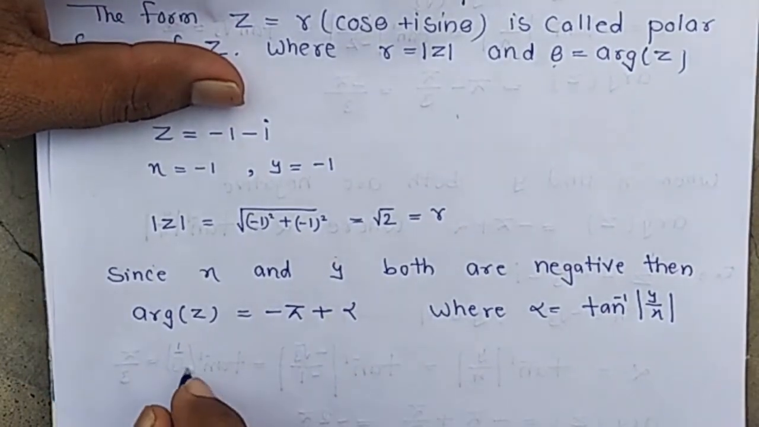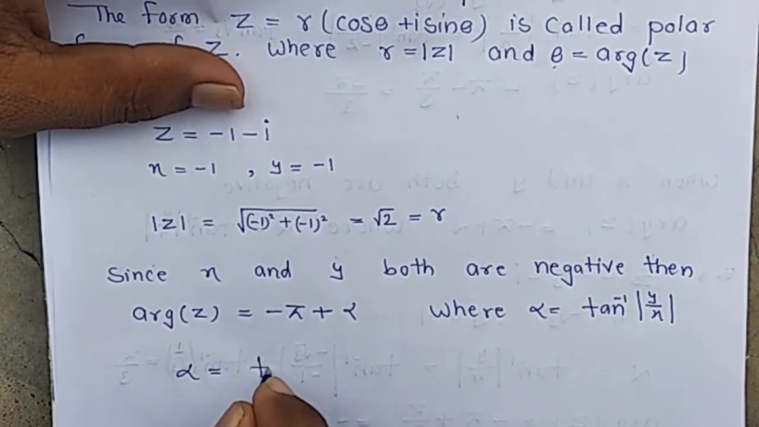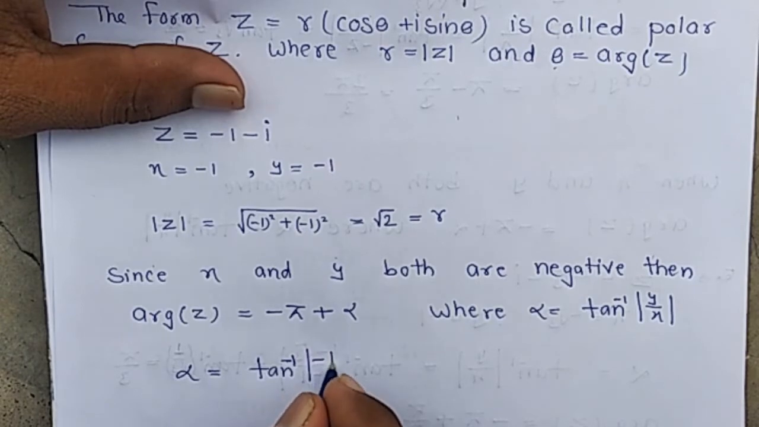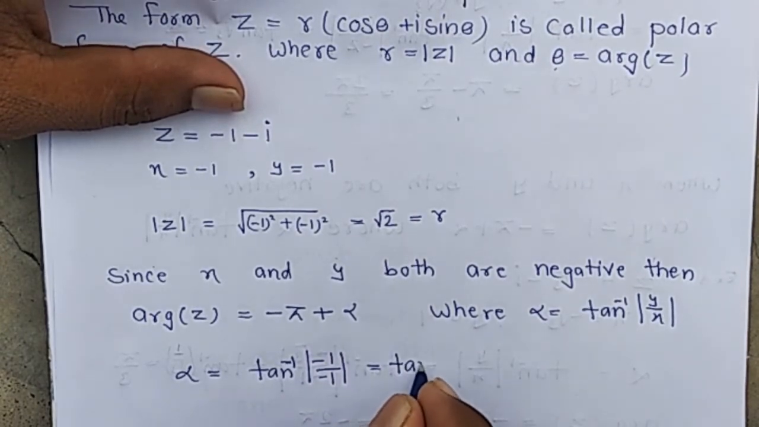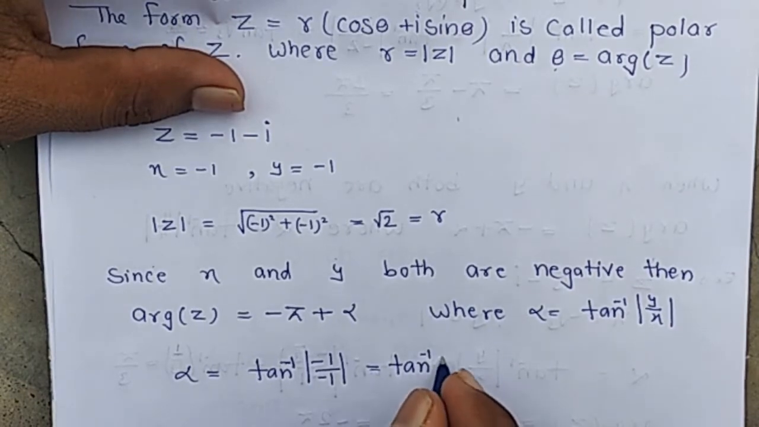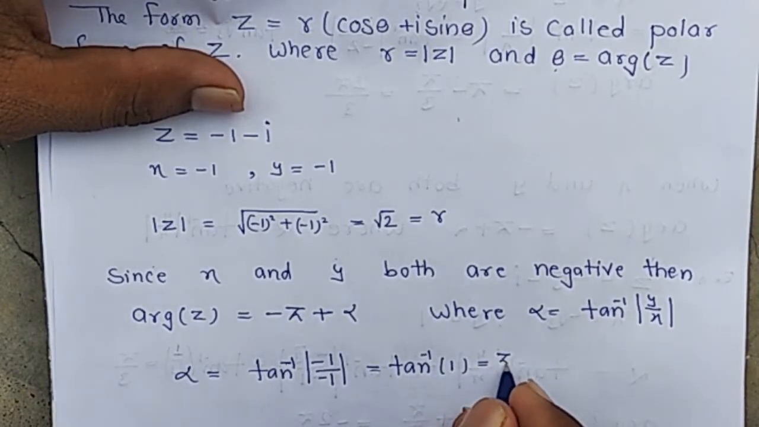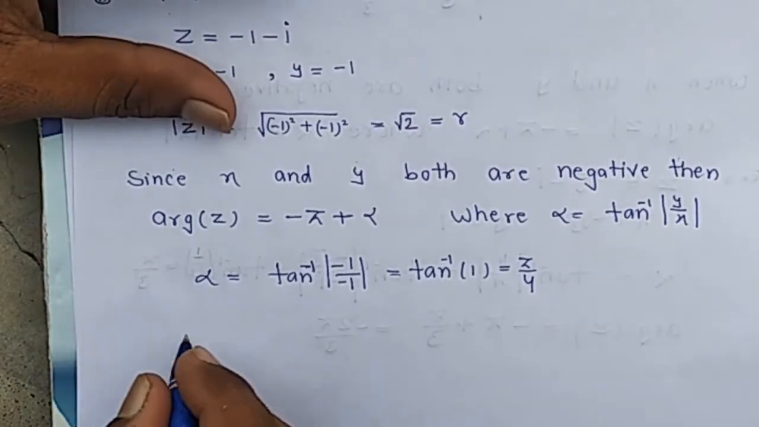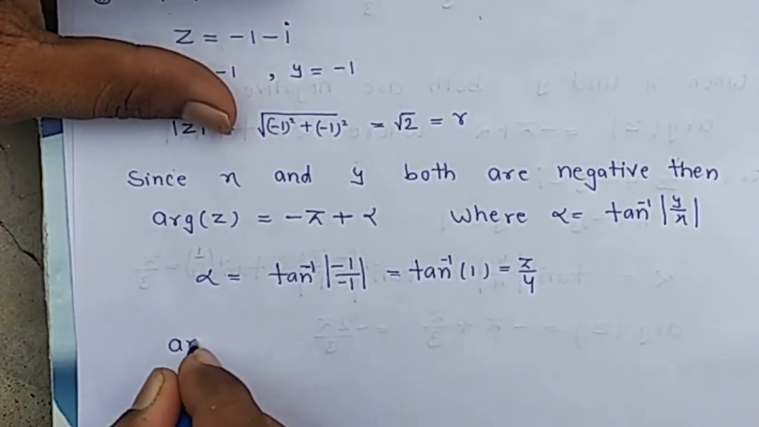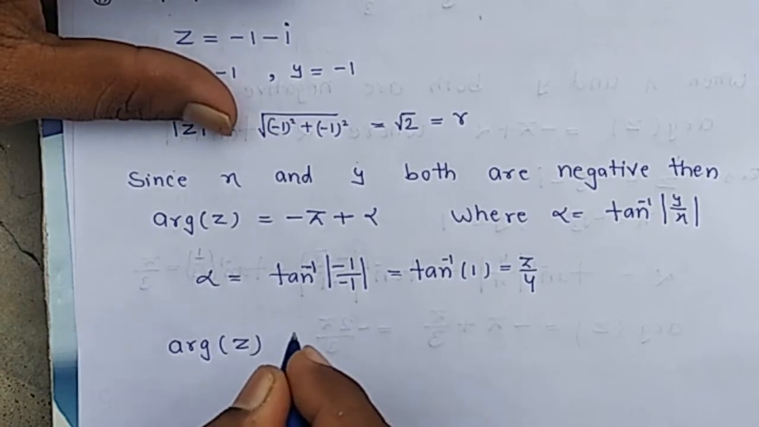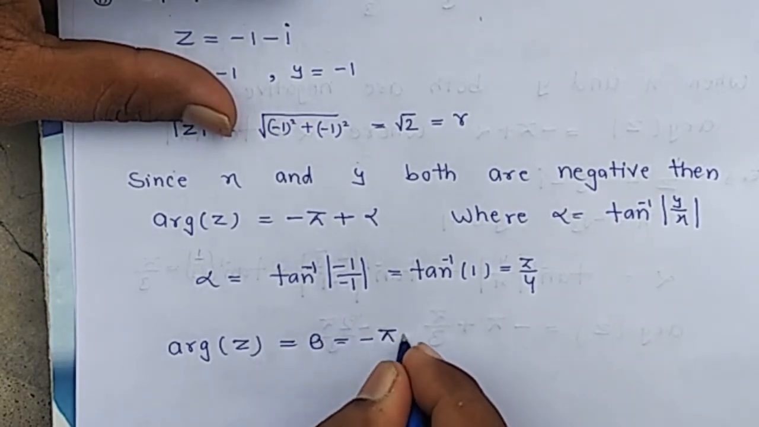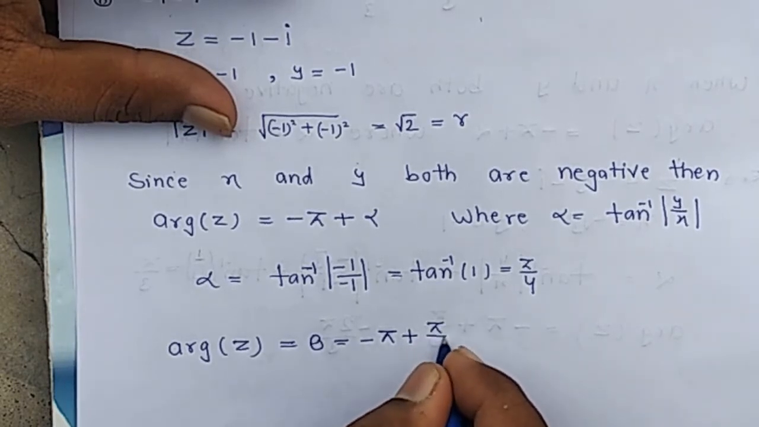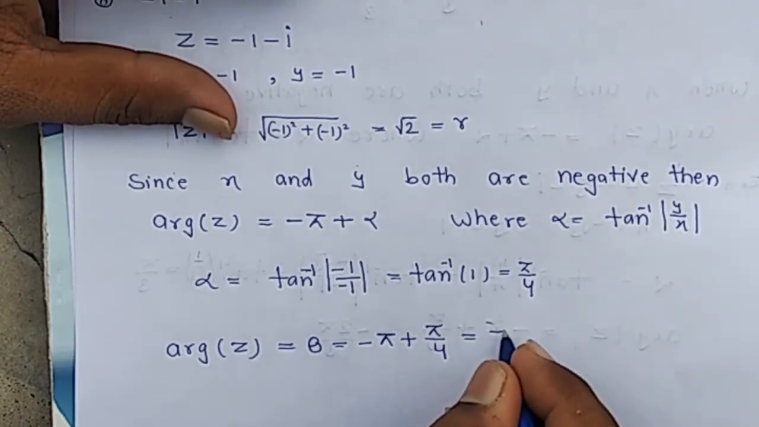Firstly, we find alpha equals tan inverse of y by x. y is -1, x is also -1, then it is tan inverse of 1, which is pi by 4. Then the argument of z, that is theta, equals -pi plus the value of alpha, pi by 4, which is -3 pi by 4.